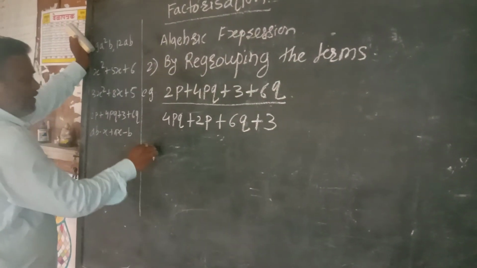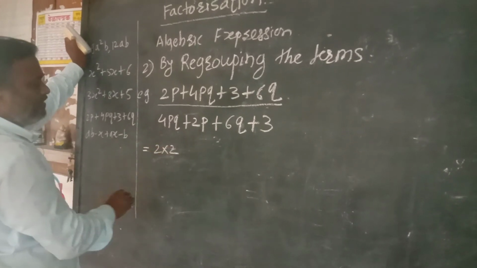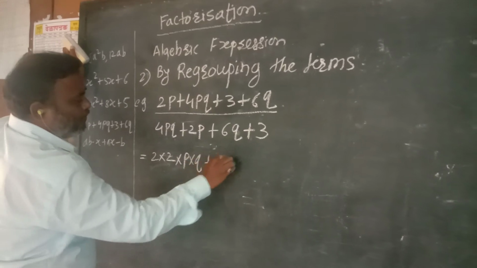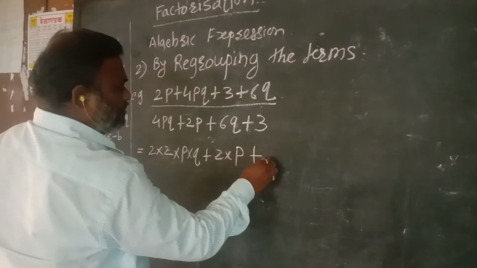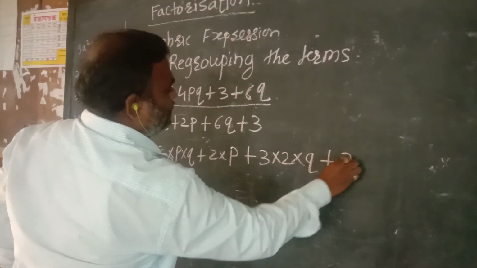सेकंड स्टेप, प्राइम फैक्टर इसके नोट डाउन करो. क्या आएगा, 4 का प्राइम फैक्टर आएंगे 2 इंटू 2. सिमिलरली p इंटू q plus 2p we can simply write 2 into p plus, for 6q we can write 3 into 2 into q plus 3.